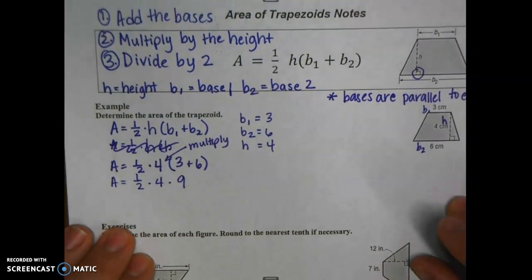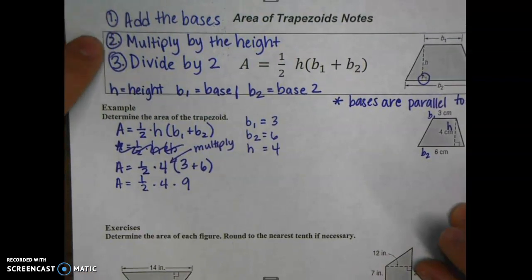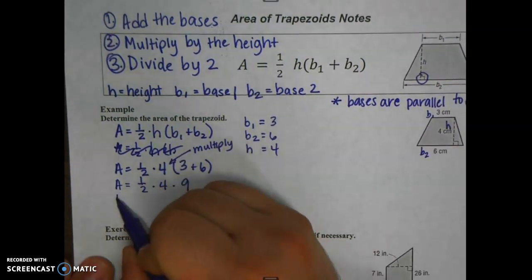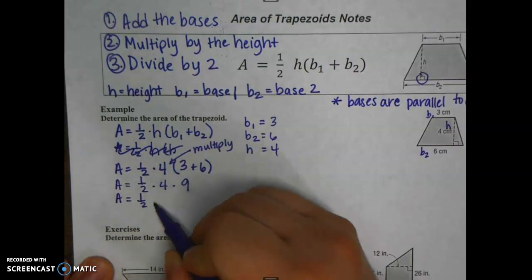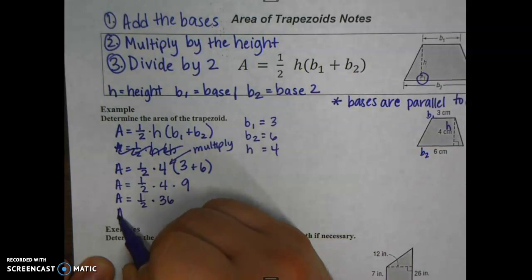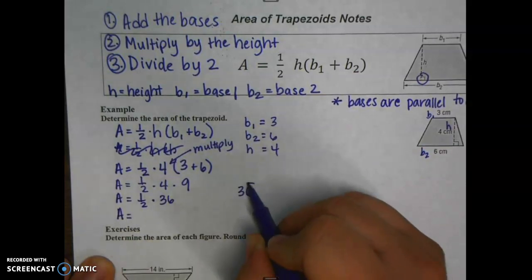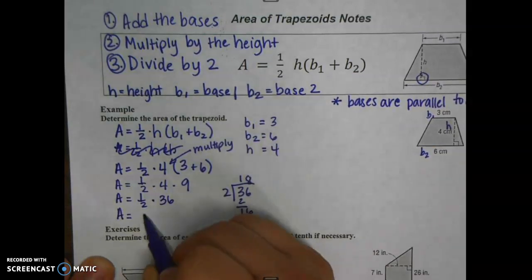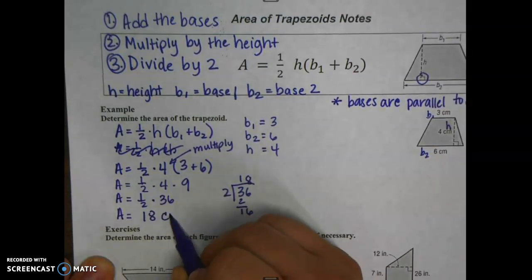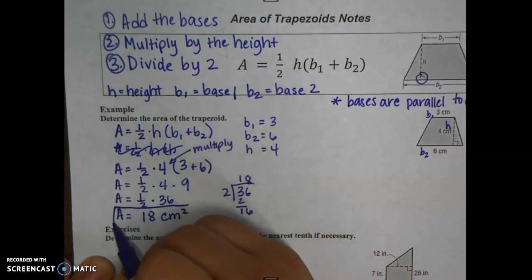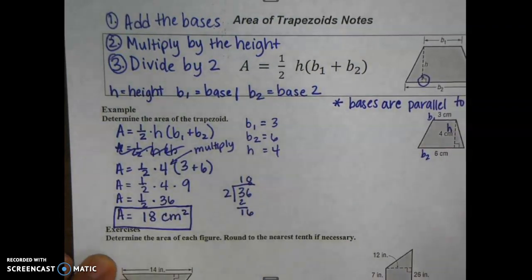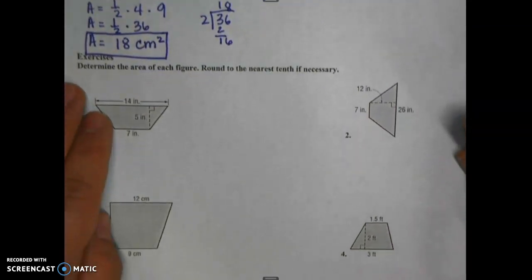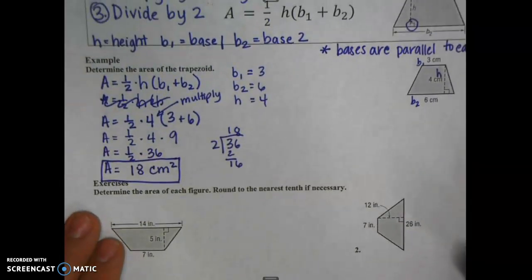So now it says add the bases. That was our first step. Second step is multiply by the height. So we're going to multiply the 4 times the 9, which gives you 36. And then the last step is to divide by 2. And 36 divided by 2 is 18. That is our answer. 18 centimeters squared. Area is always squared units. Let's do a few more examples. So I'll let you finish copying, pause it.